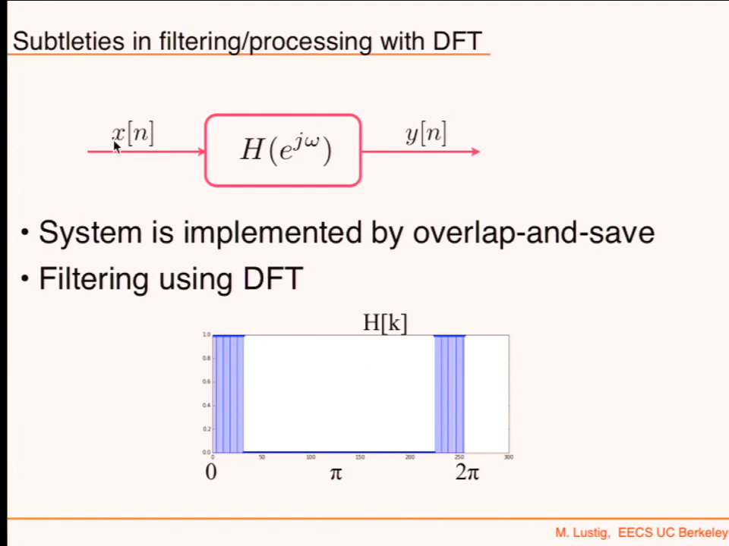So let's say you have a sequence x[n] coming into some system, and then you get some y[n] out. Let's say that system is implemented by an overlap and save type of filter. Overlap and save only corresponds to an FIR filter. The way it's implemented is filtering using the DFT. Assuming there's no aliasing, you do the right filtering, and you save only the valid linear convolution output of this filter. And this is how you're going to implement it.